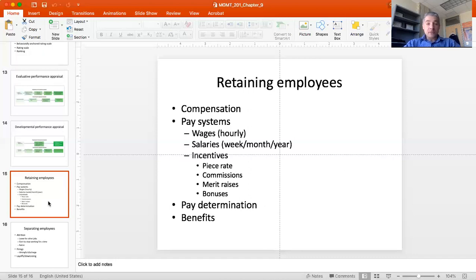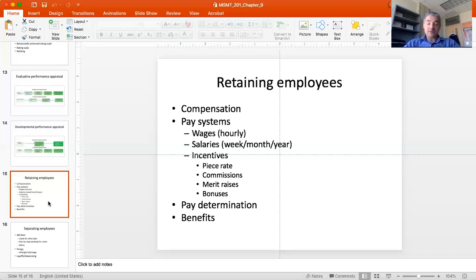So there are some performance expectations for us. If we meet them, then we can expect our salaries to be paid. And then there are also incentives. It turns out that people work a lot better in most circumstances when organizations provide incentives for them to do that. There are different kinds of incentives.